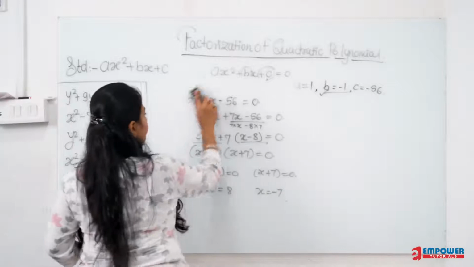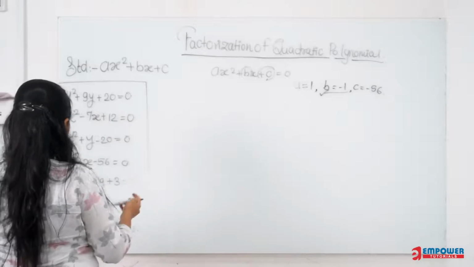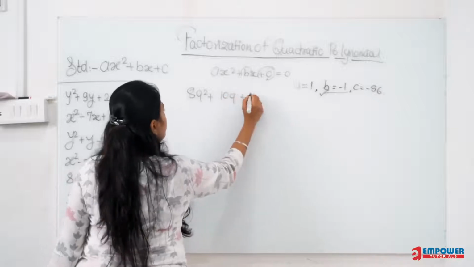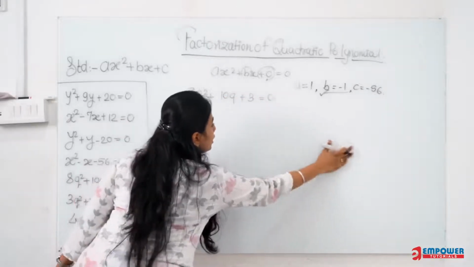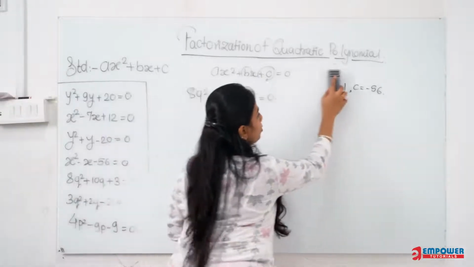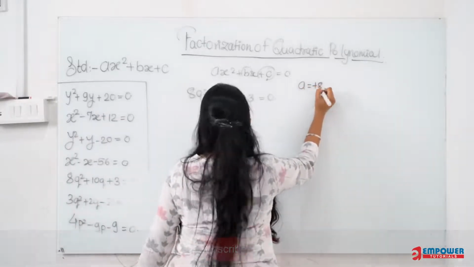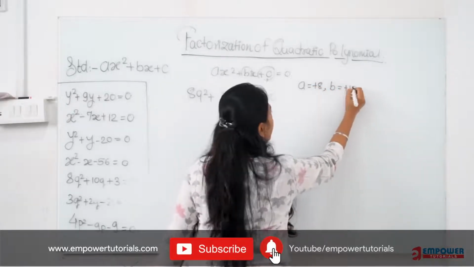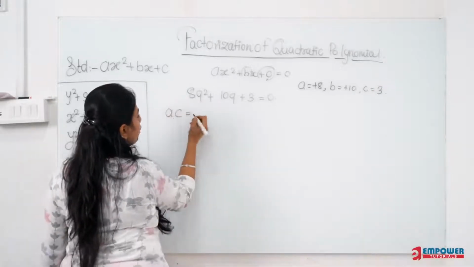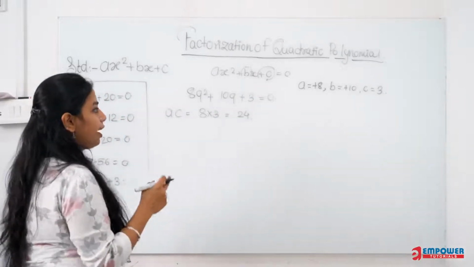Okay, what if I have 8q square plus 10q plus 3 is equal to 0. In the previous example, we had coefficient of a as 1, but here I am getting coefficient of a as plus 8, b is equal to plus 10 and c is equal to plus 3. So here the product of ac is 8 into 3, that is 24. That means I need to look for the factors of 24.